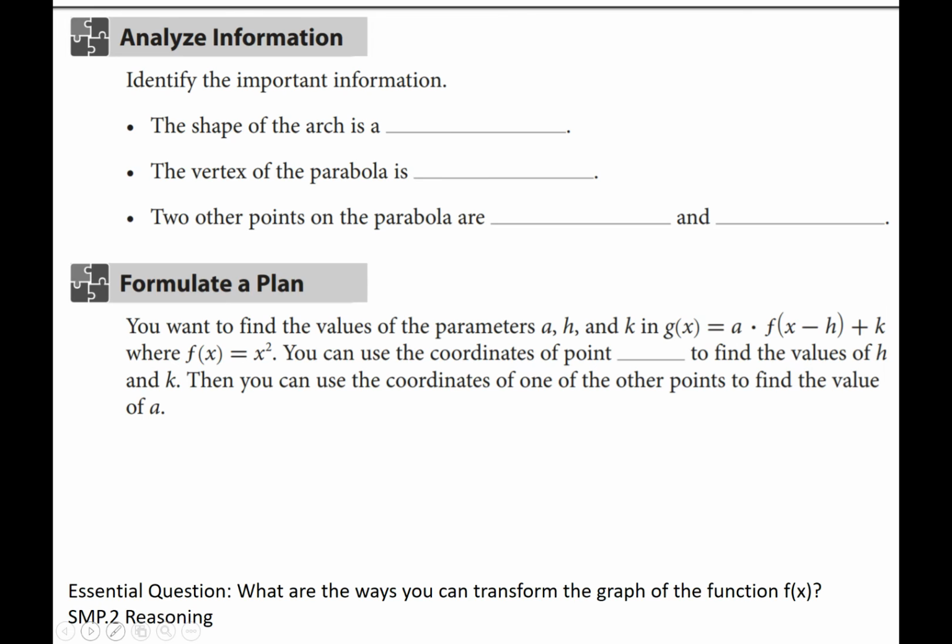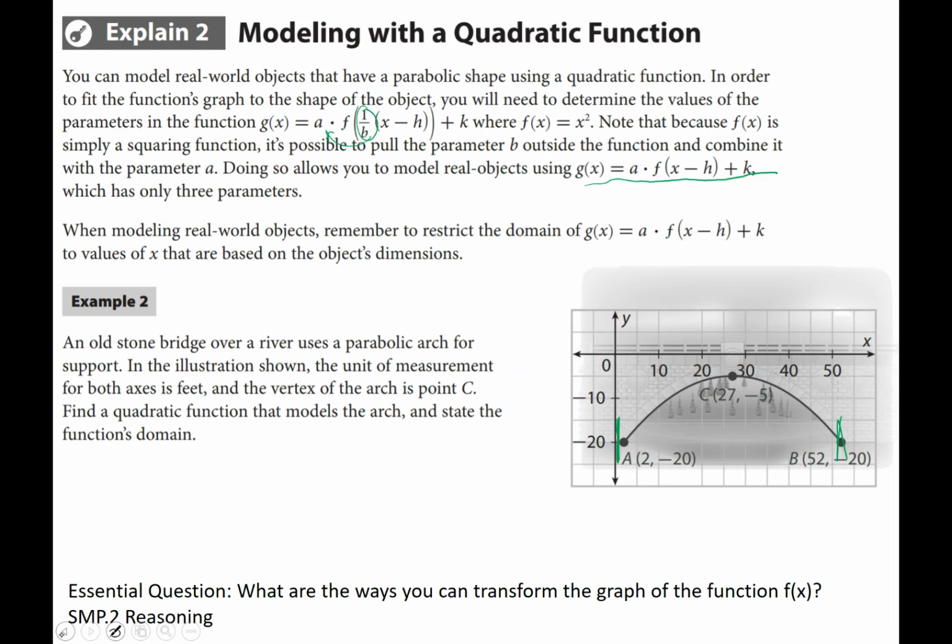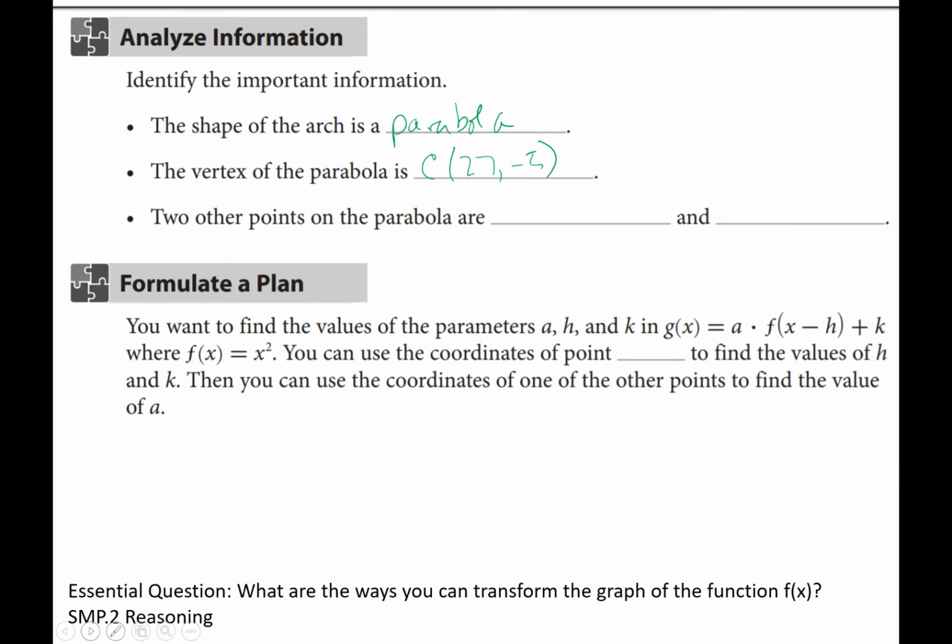The shape of the arch is a parabola, and they told us that in the paragraph there. The vertex of the parabola was point C, which was (27, -5). And the other 2 points on the parabola, I could go back and read them off, but we'll go ahead and write down those 2 points: (2, -20) and (52, -20).